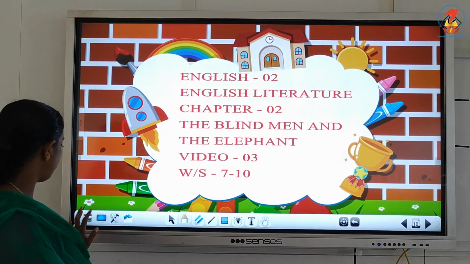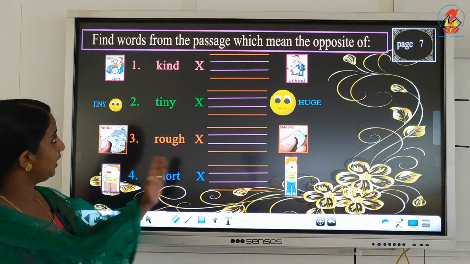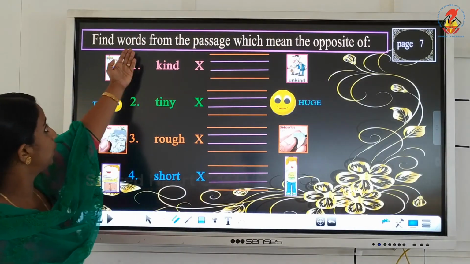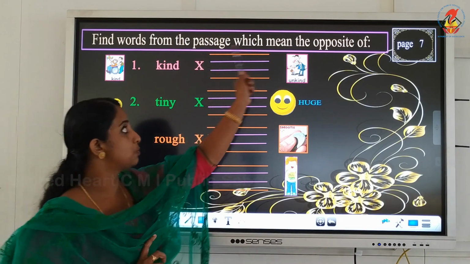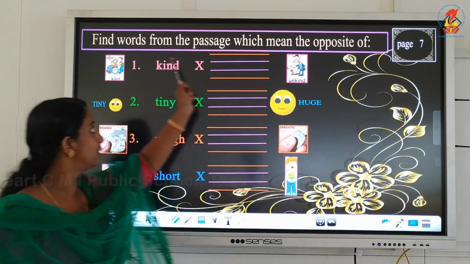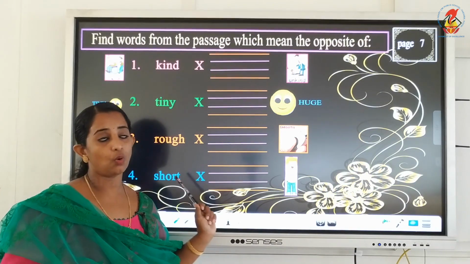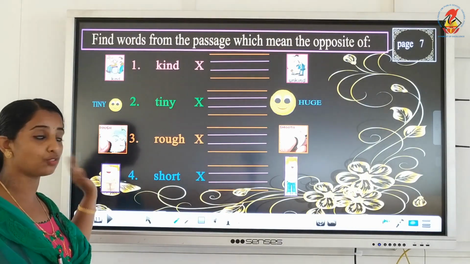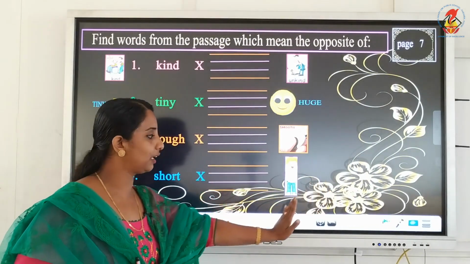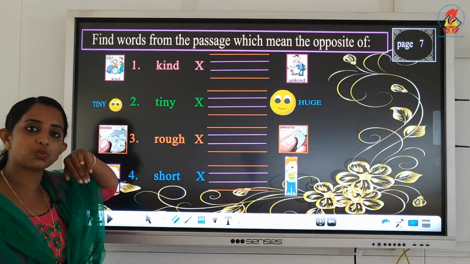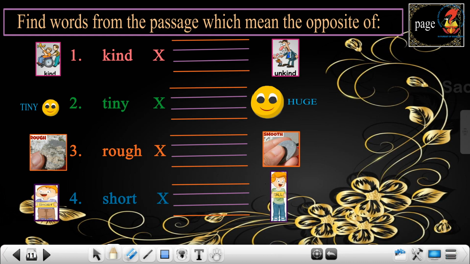So moving on to page number 7, we have some opposites, isn't it? See, find words from the passage which mean the opposite of kind, tiny, rough and short. So I have given clues for you to find out the meaning easily, and you can get the help of these pictures also. Okay. So look at the first word. What is the first word, children? Kind, isn't it? See a boy who's doing a kind action, he is helping.